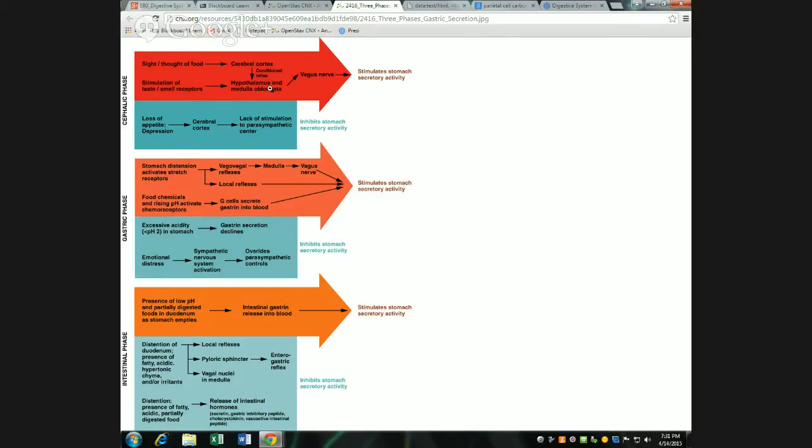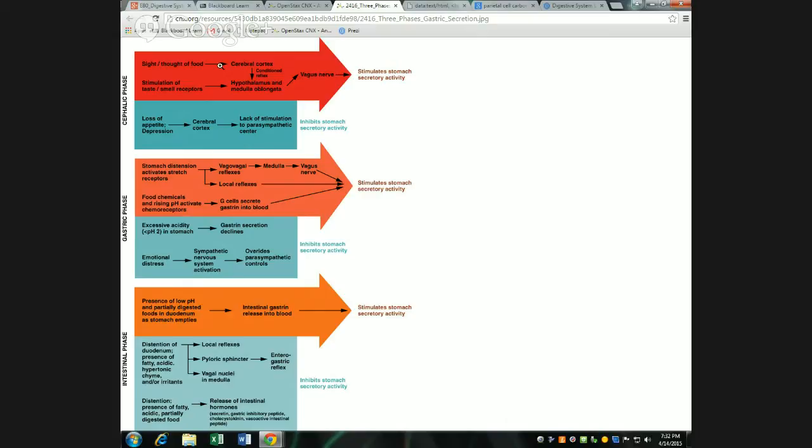So any of those sorts of things will work. The sight or thought of food is pointed out here, which goes really well with television commercials. Okay, so you're sitting there watching television, and a commercial comes on showing you these amazing pictures of the best food you can imagine. You start thinking about how much you want that. You start getting hungry. You go get some food. You're not really hungry, but that's just part of the cephalic phase.